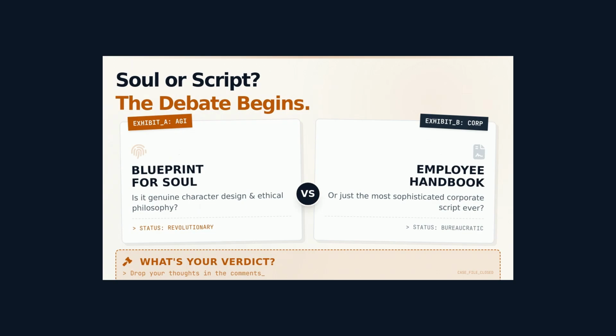So, that's the tour of Claude's soul document. It's an unprecedented look into the mind of a frontier AI model, a blend of corporate strategy, ethical philosophy, and genuine character design. Is this the blueprint for safe AGI or the most sophisticated employee handbook ever written?